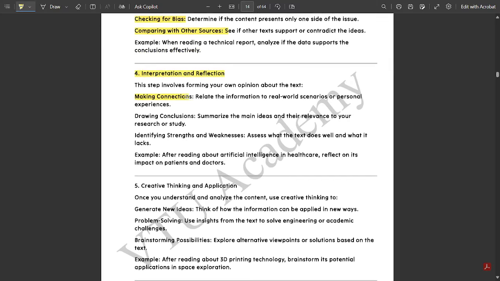It involves making connections, drawing conclusions based on the connections you have made, and identifying strengths and weaknesses of the conclusions or connections you are making, so you will get a proper idea about your interpretation part and a proper reflection of what you are making, whether it is useful or not. Again, one example they have mentioned here.